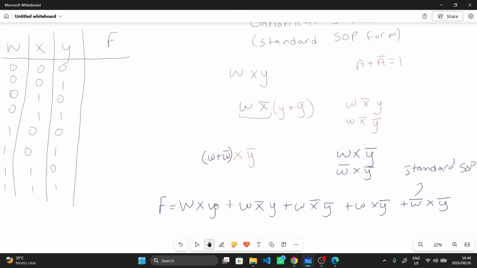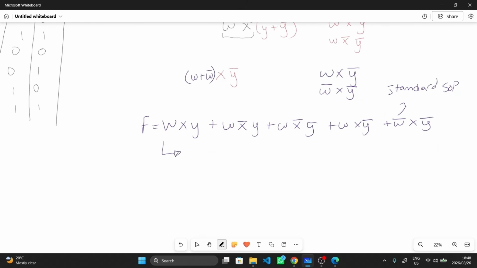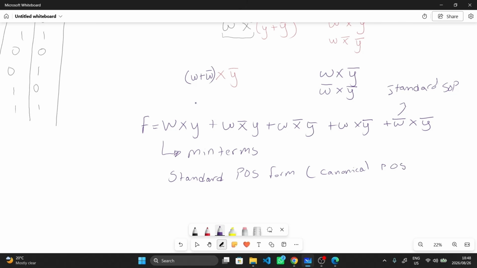Let's try another example, and before we try, using this you can get your min terms, your standard POS form or canonical POS form, and your max terms.